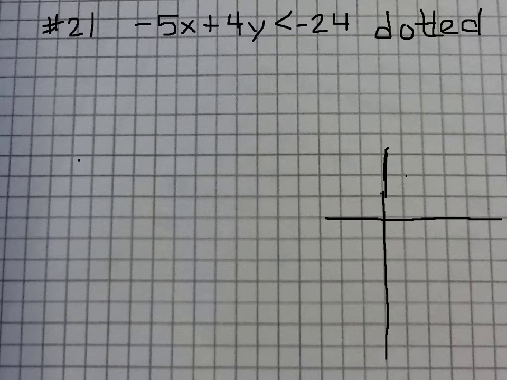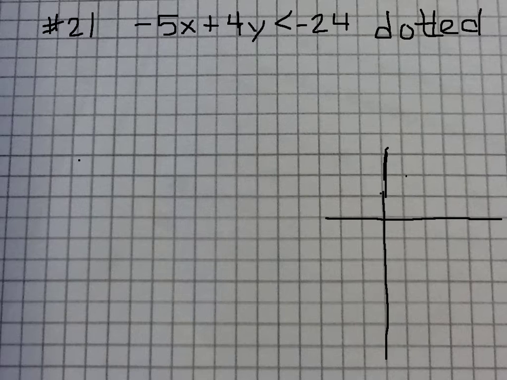And once again, guys, I'm going to solve this by putting it in y-intercept form because negative 5 does not go evenly into negative 24. So my y-intercept isn't going to be an integer, and I don't really want to be plotting a little fraction as my x-intercept. So in this case, guys, I'm going to go ahead and put it in y-intercept form.